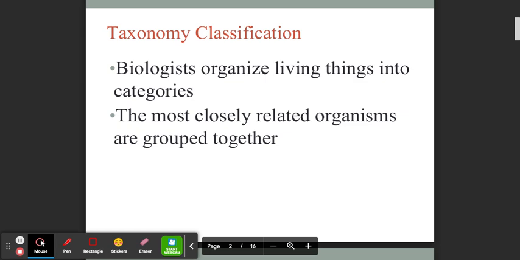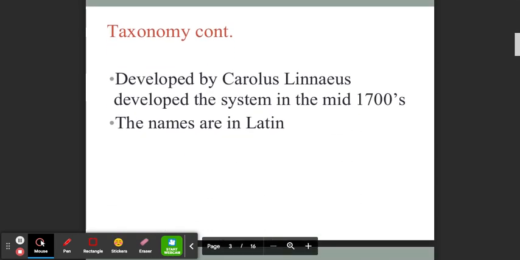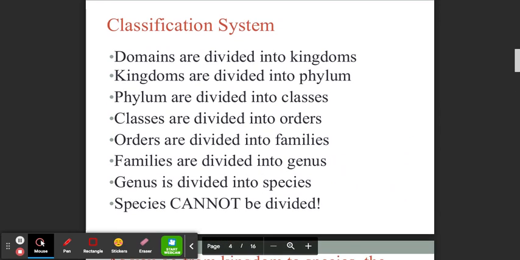The most closely related organisms are grouped together. It was developed by Carolus Linnaeus in the mid-1700s, and the names are all going to be in Latin. And this is how they are divided. As you see here, domains are divided into kingdoms, kingdoms are divided into phyla, phyla are divided into classes, classes are divided into orders, orders are divided into families, and families are divided into genus. Genus is divided into species, but species cannot be divided.